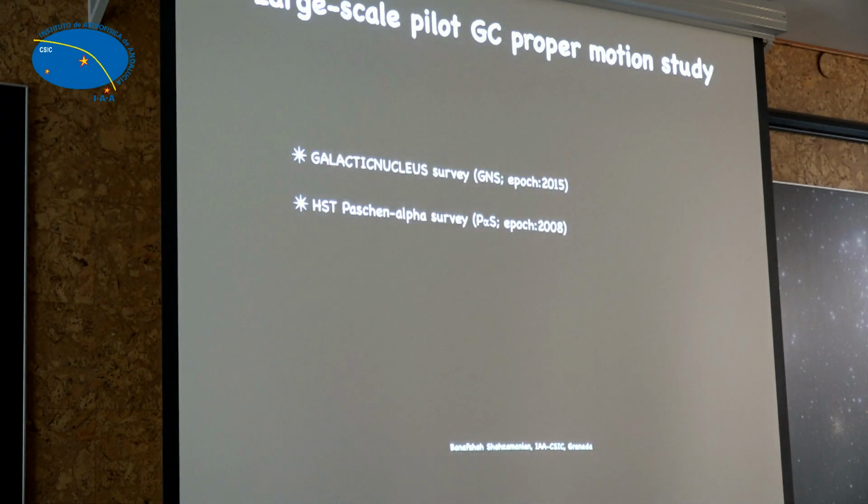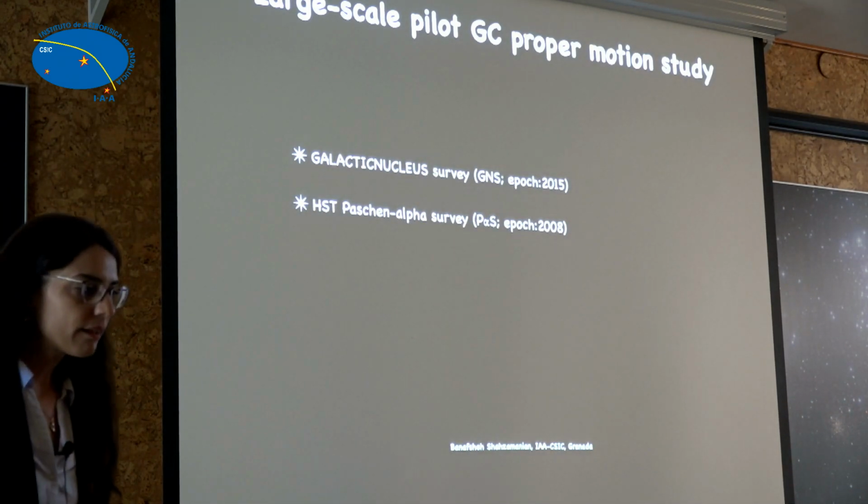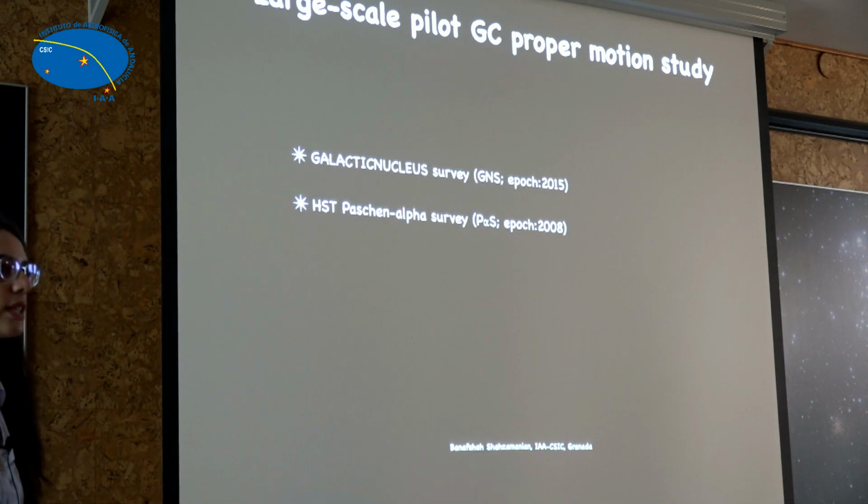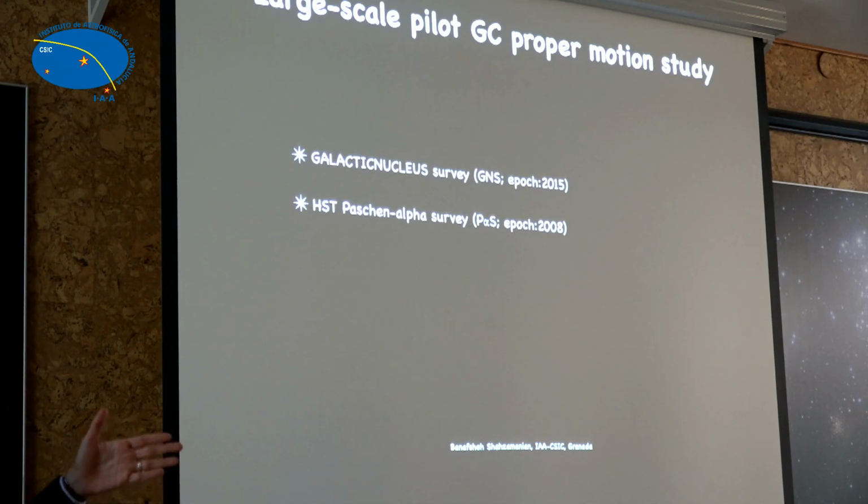In order to start our study, we have a pilot study for our large-scale proper motion of the GC. We started by using 2 high angular resolution surveys, Galactic Nucleus survey and HST Paschen Alpha. The time baseline between these 2 epochs is 7 years. Now I will introduce each of these surveys that we use for calculating proper motions.